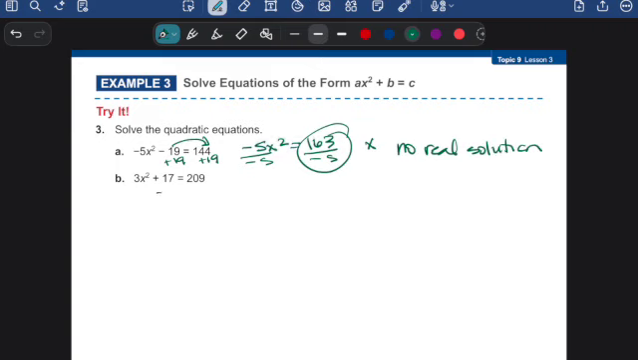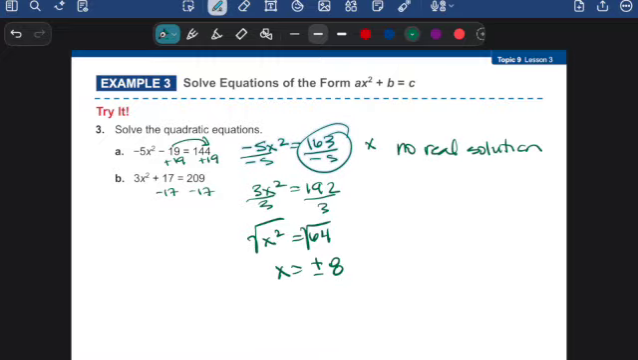Part B, we're going to subtract 17 from both sides. So then we'll have 3x squared equals 192. Divide both sides by 3. X squared is going to equal 64. That is a perfect square. I like that. Take the square root of both sides. X is going to equal positive or negative 8.